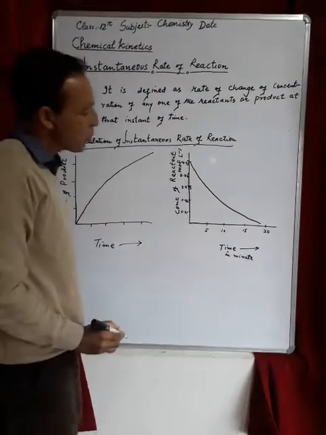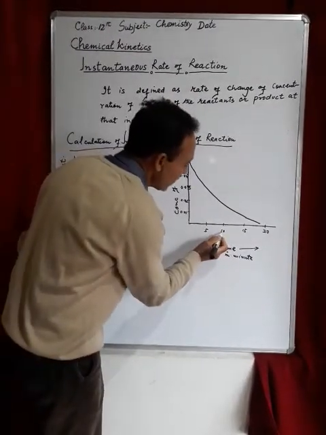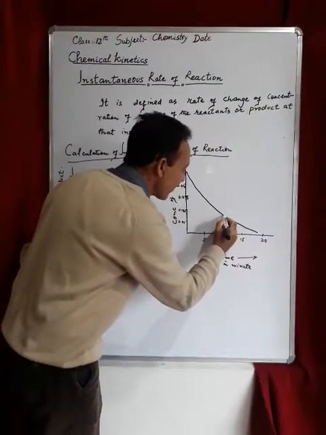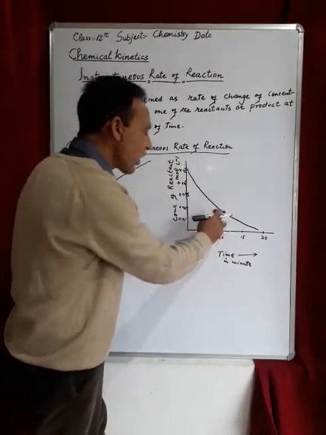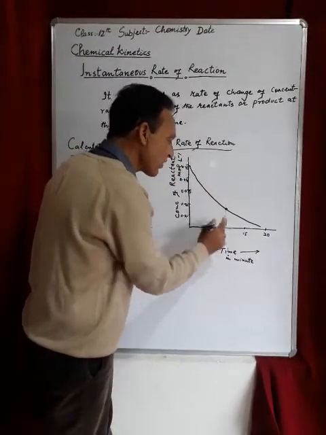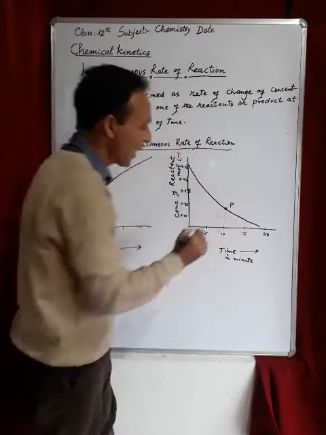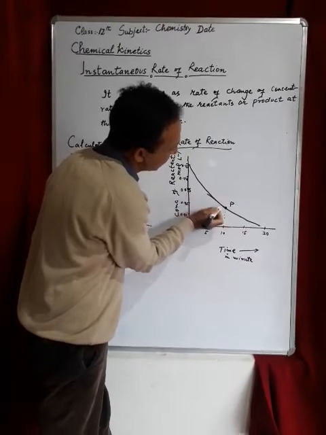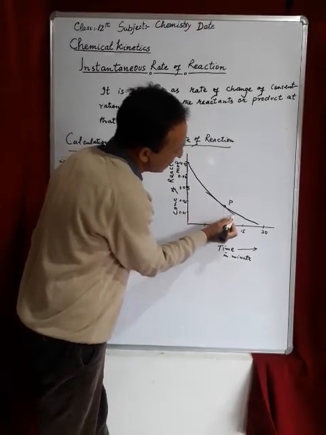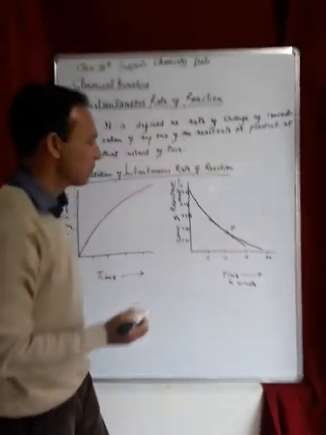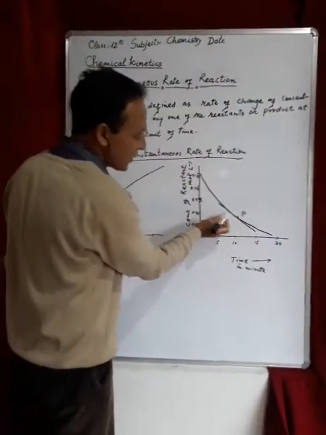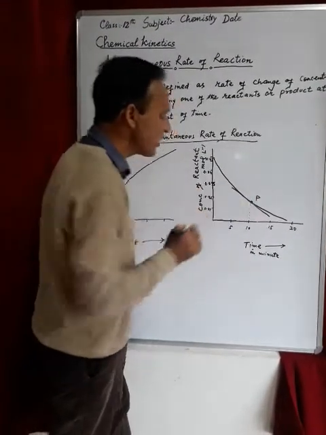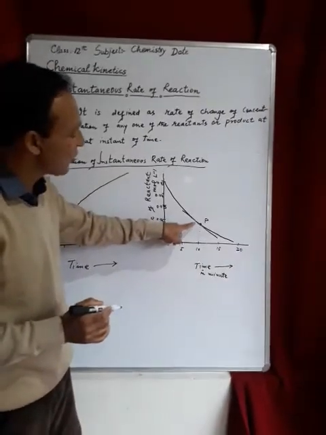Now, suppose at time t equal to 10 minutes, we have to calculate the instantaneous rate of reaction. The point which corresponds to the time 10 minutes is P. At P, we will draw a tangent to the curve that is obtained by plotting the concentration versus the time. This is the tangent which we have drawn, and the slope of the tangent determines the rate of the reaction.